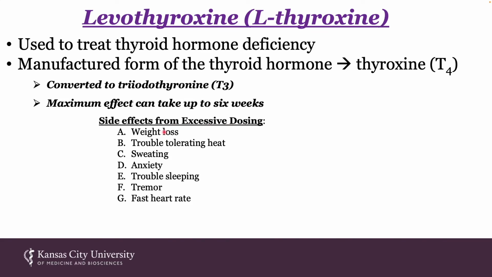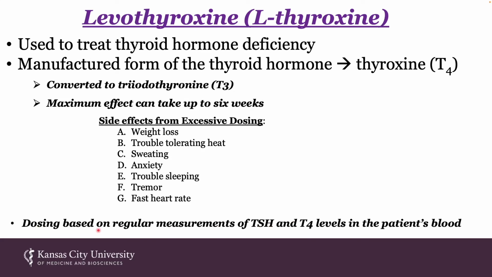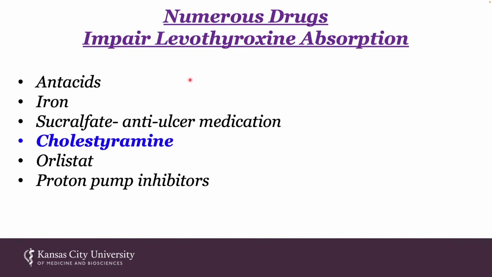excessive dosing listed here. Dosing is based on regular measurements of thyroid stimulating hormone and T4 levels in the patient's blood. Important for clinicians to understand that numerous drugs impair levothyroxine absorption, to include antacids, iron, as well as sucralfate, which is an anti-ulcer medication, cholestyramine, orlistat, and proton pump inhibitors.